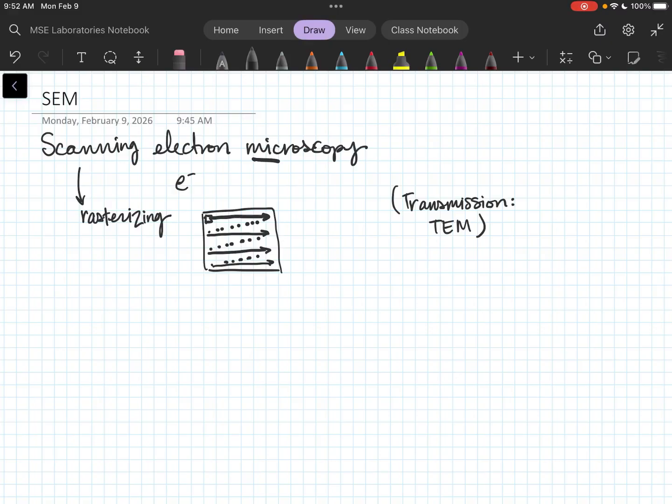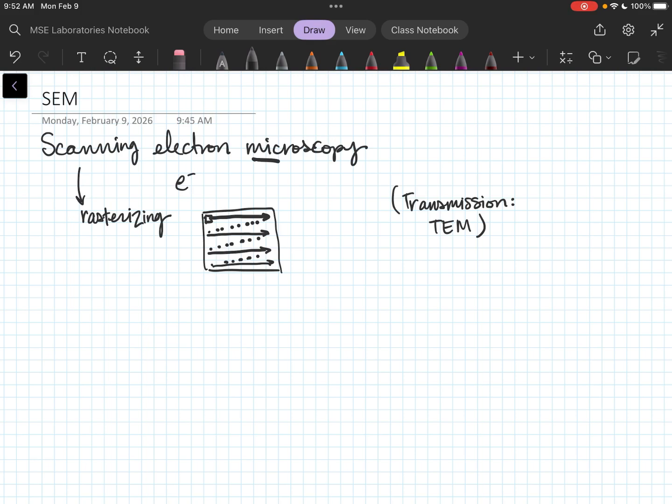Instead of scanning back and forth like our eyeballs looking at a surface, out of curiosity, when our eyes look at something, the light coming off the surface back to our eyes, is that transmission or reflection? Off of the surface, that's reflection. Yep. So in a scanning electron microscope, they see the reflection of the electrons coming back. Transmission is electrons passing through. So that one doesn't rasterize. We're just spraying electrons through a very thin sample.